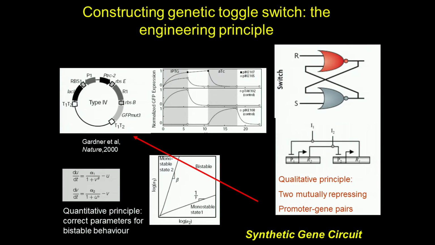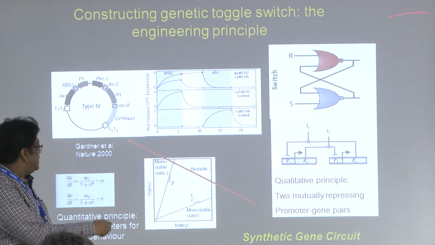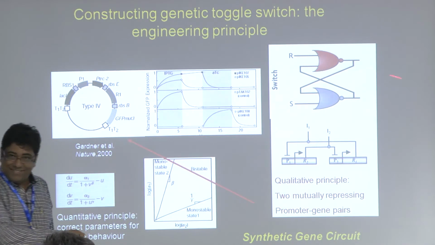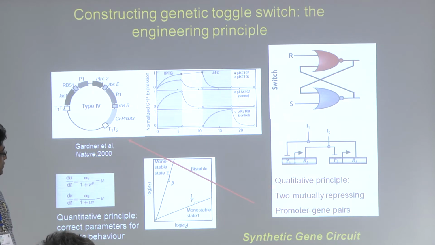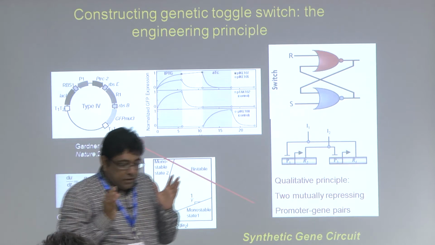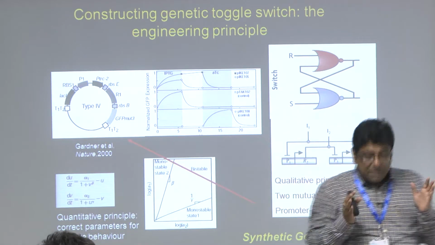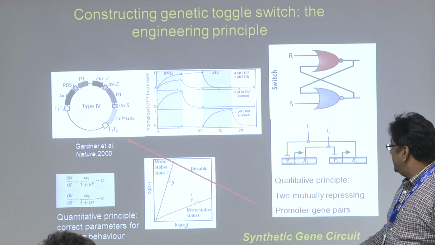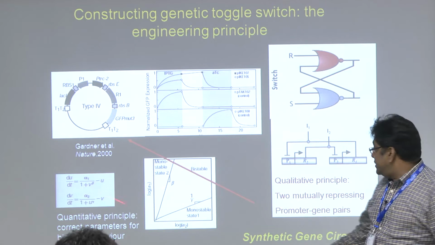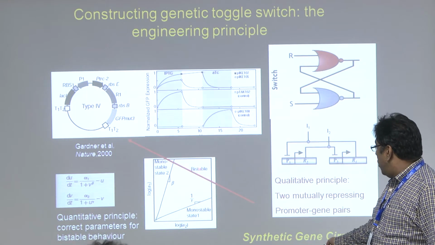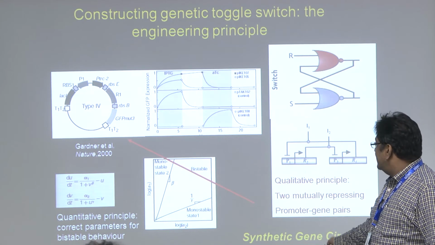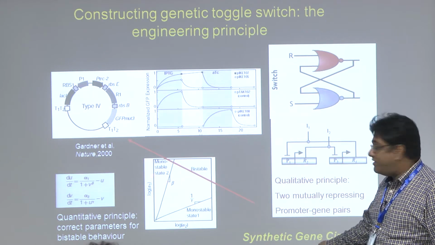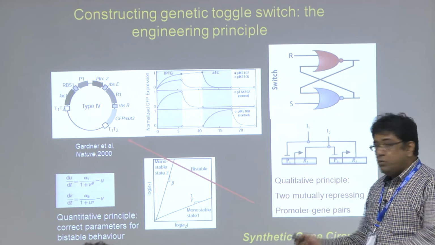If you want to construct that, first you need a theoretical principle or a qualitative principle, which is based on the RS latch, and in the biological regime it looks like two mutually repressing promoter-gene pairs. But even if you take two mutually repressive gene-promoter pairs, you cannot come to that switch. The reason is that it requires a quantitative principle. This quantitative principle tells you that only in a certain parameter range will this give the behavior of a switch, or the bistable behavior. Any other place, it will work like a knob.